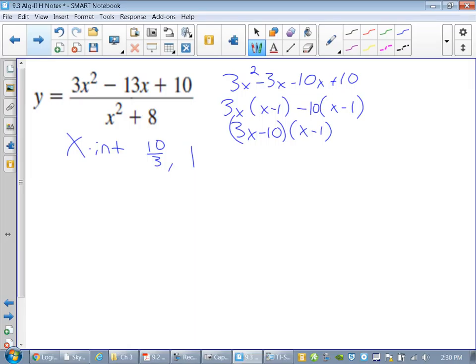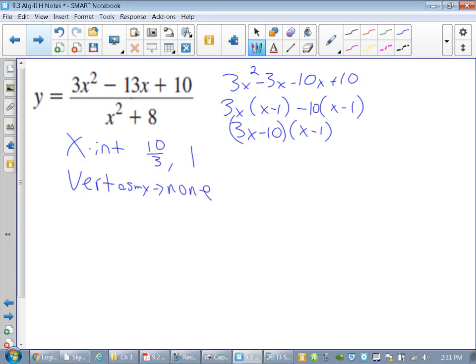Then you go to your vertical asymptotes. Vertical asymptotes occur at the zeros of the denominator. Do I have any real zeros in the denominator? Nope. There are none.